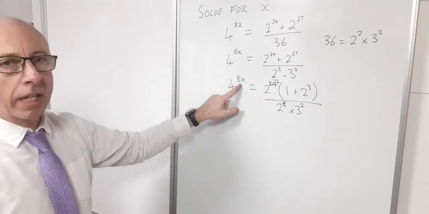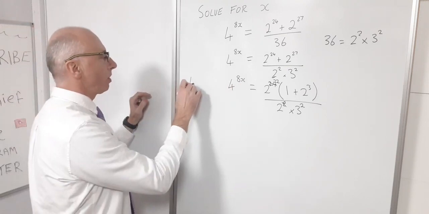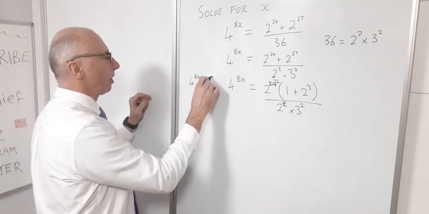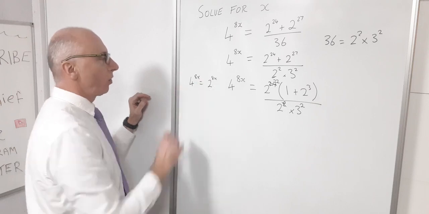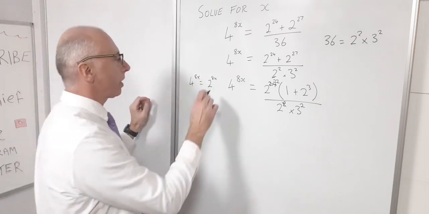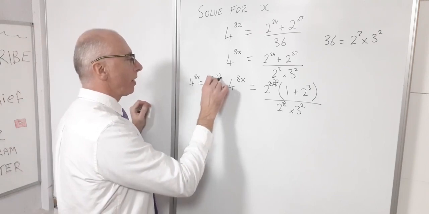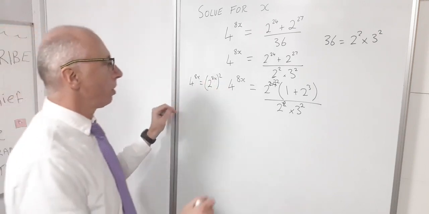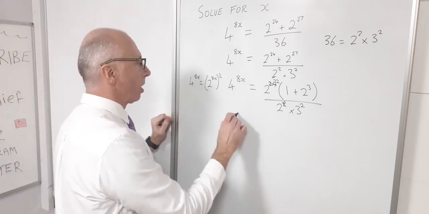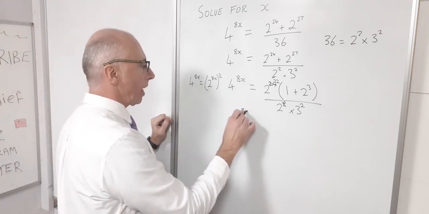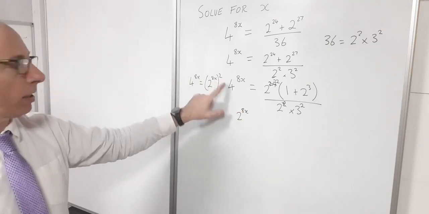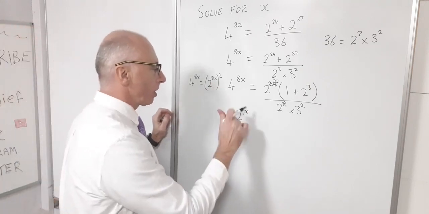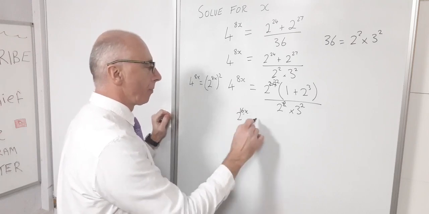And then 4 to the 8x, well, I can rewrite this as 4 to the 8x, that equals 2 to the 8x, and as 4 is 2 squared, I just have to square this again. So just squaring that. Okay, so now let's continue with our calculations. So now 2 to the 8x. Now if I square that, all I do now is double my 8. So now I'm going to put 16x as my power.